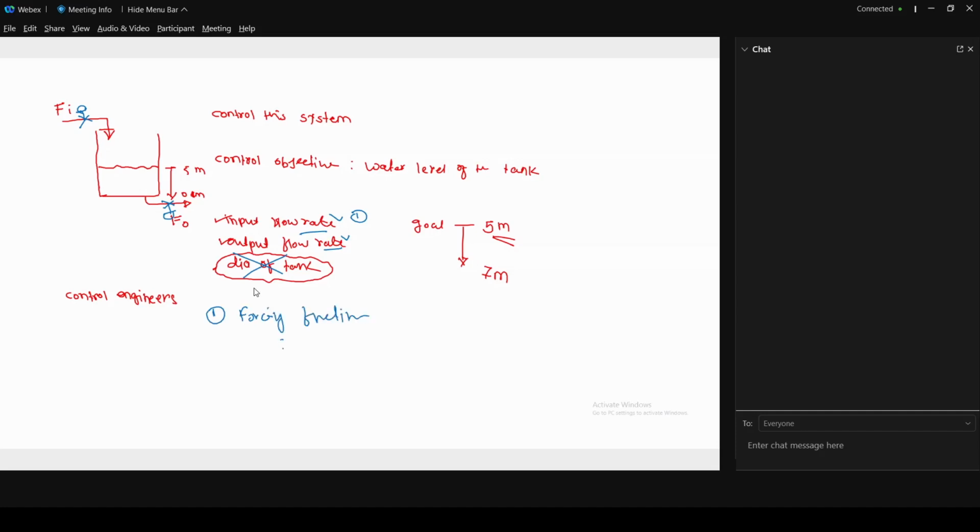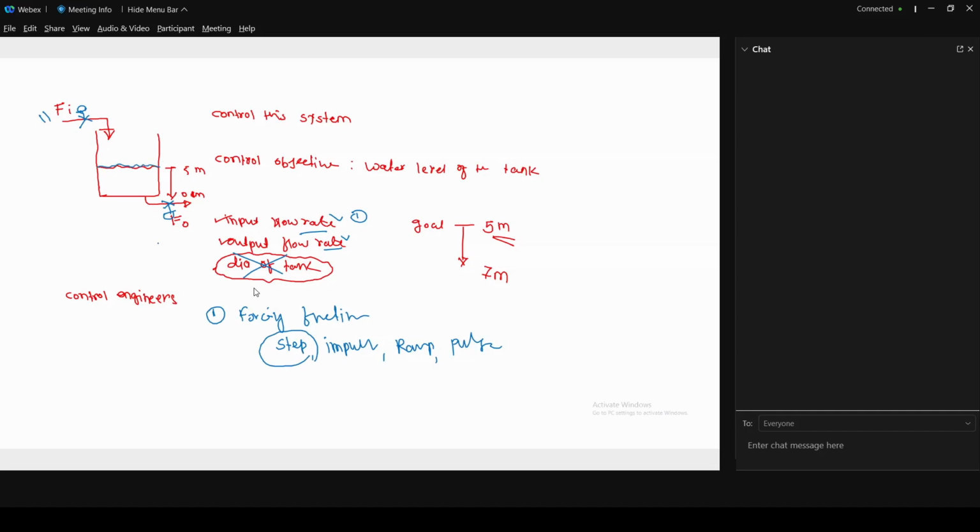So we have step forcing functions, impulse forcing functions, ramp forcing functions, pulse forcing functions, and so on. One of these forcing functions, and in general we take the step forcing function. What we do is give a step change into this plant. So we are changing the flow rate Fi and trying to find out how the level here changes.